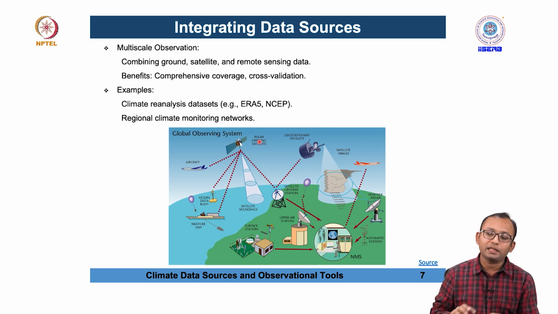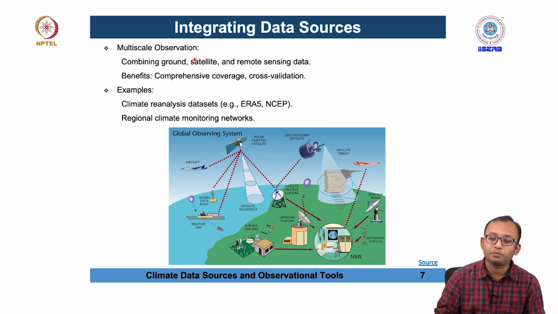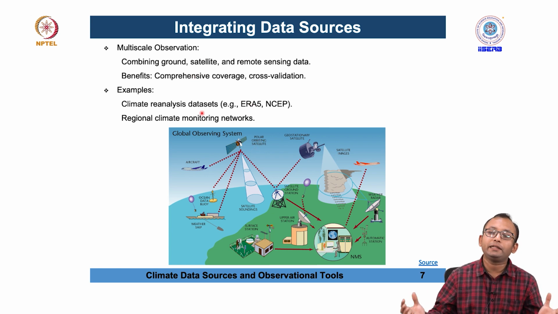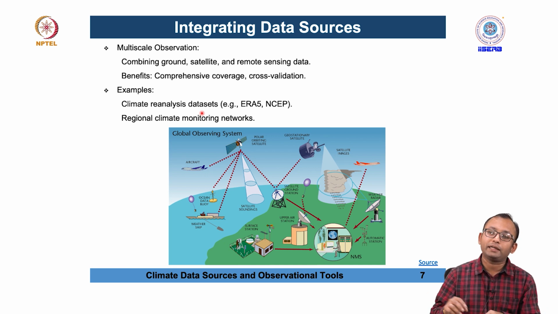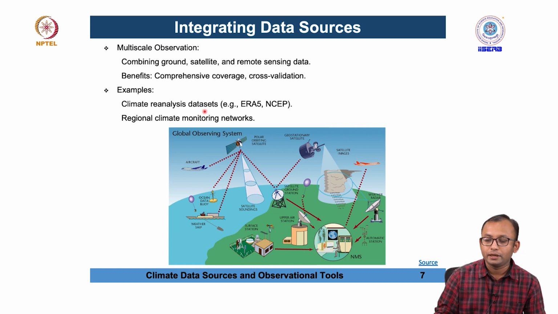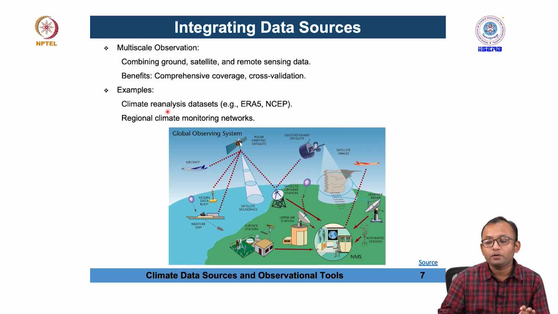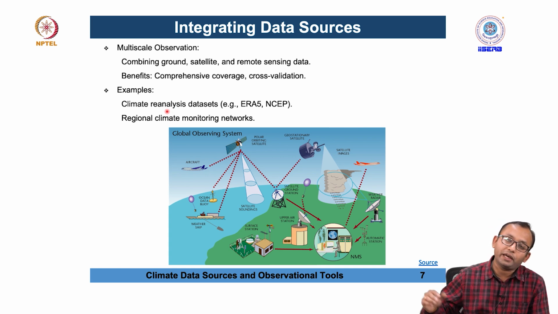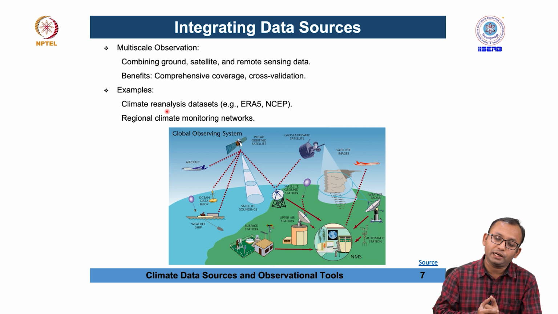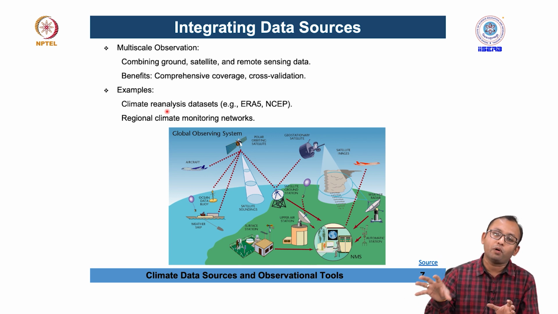So that is how we can use multi-scale observational data sets, integrating the data from various sources, so that we can have broader coverage. At the same time, we can have low errors, so that we can make better decisions based on the data set. These data sets are called reanalysis data sets, where we are integrating multiple sources of data, and there is a certain modeling component also involved in the data.